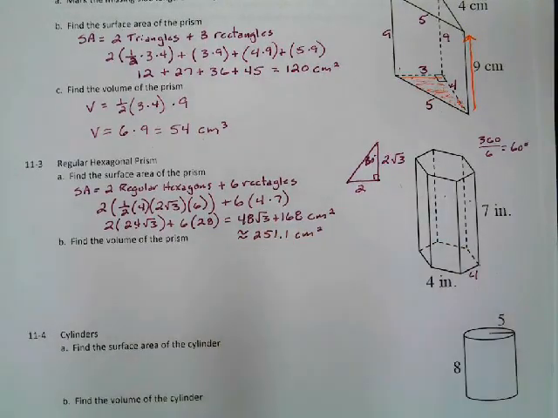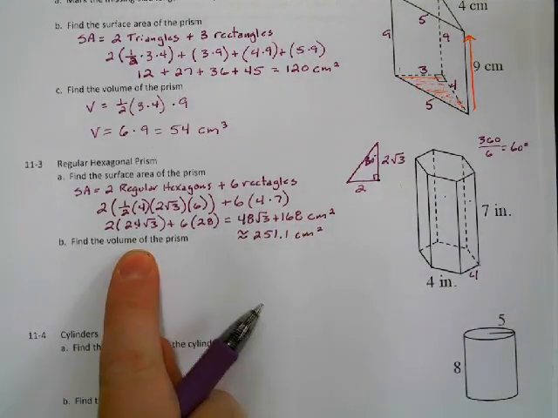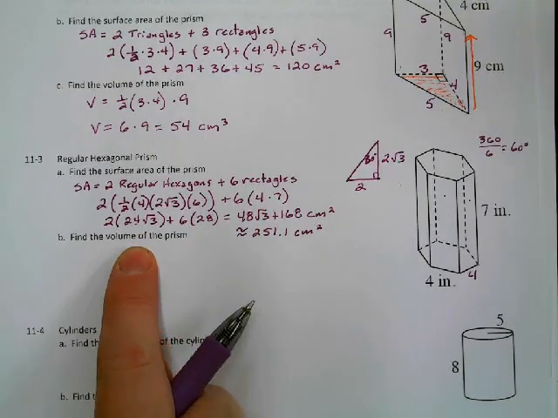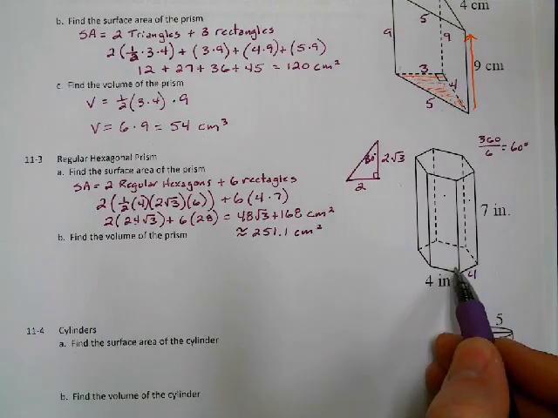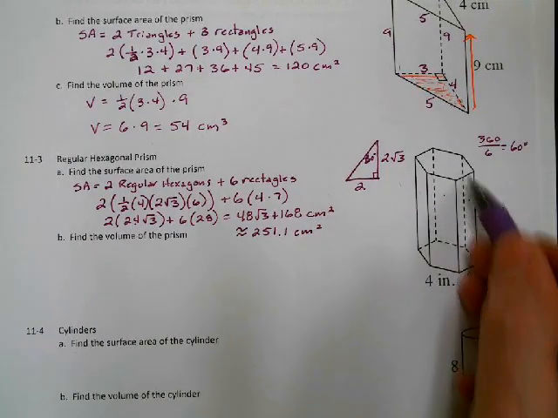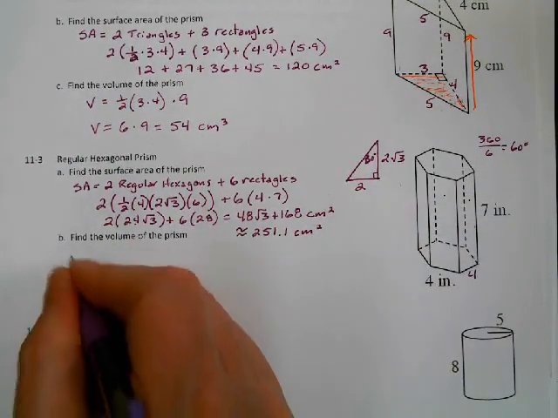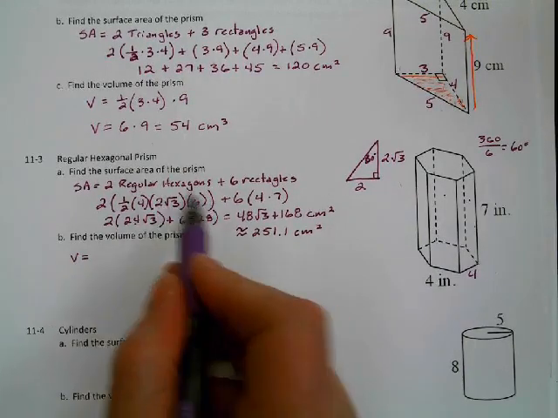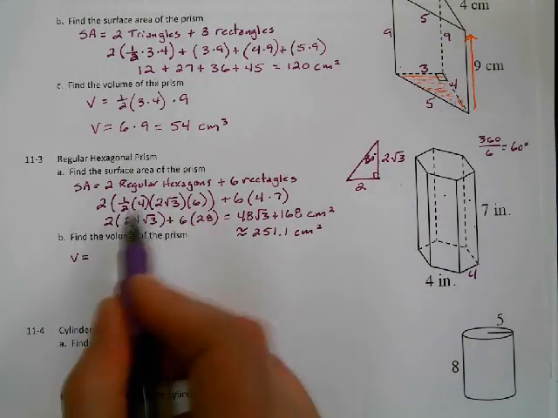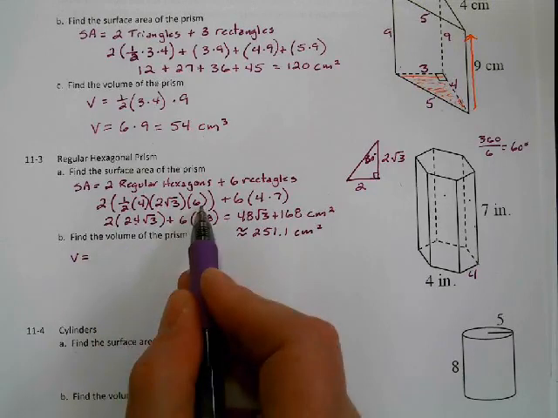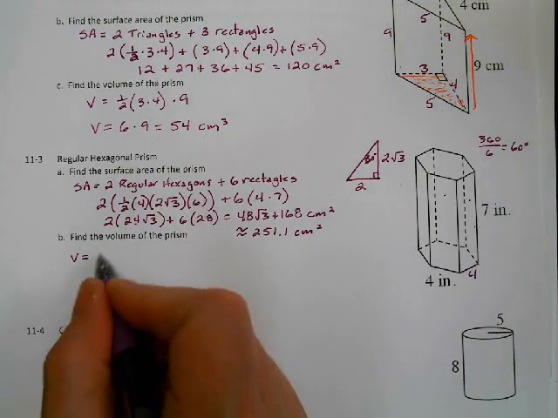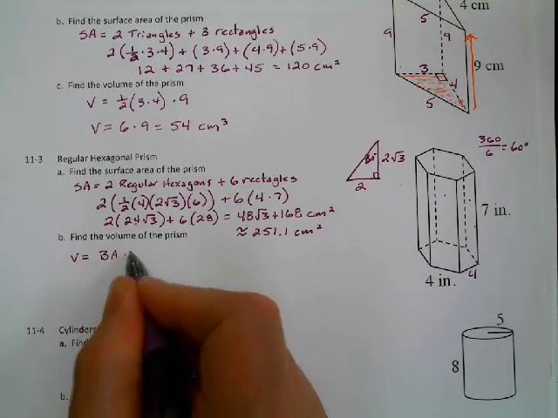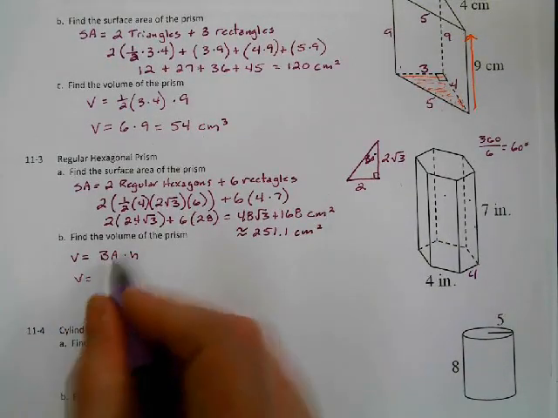Volume. Volume would just be the base area times the height. We're going to find out how big our area is on the bottom and then fill it up with this height 7 times. So our volume is the base area, and we already had our base area right here. It was 1/2 4 times 2 root 3 times 6. It came out to 24 root 3. So our base area times our height. We already found the base area over here. It's 24 root 3.